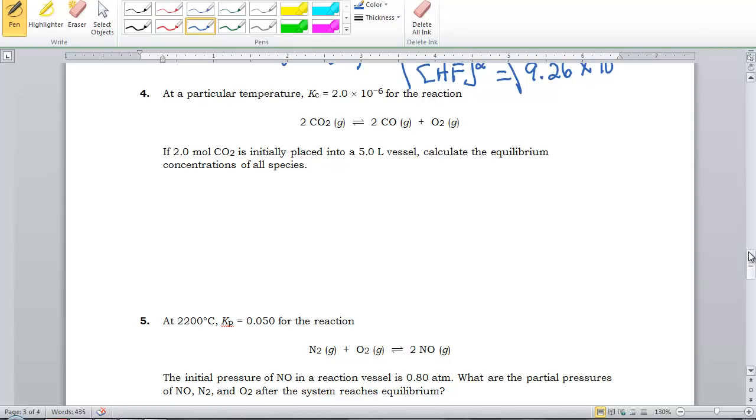So, first thing in problem 4, note the magnitude of K. Back in the lecture notes not that long ago, I talked about how important it was to understand what the magnitude of that equilibrium constant tells you. Small K, what does that tell you? Is that a product-favored reaction or a reactant-favored equilibrium? Yeah, small K, reactants are favored at equilibrium.